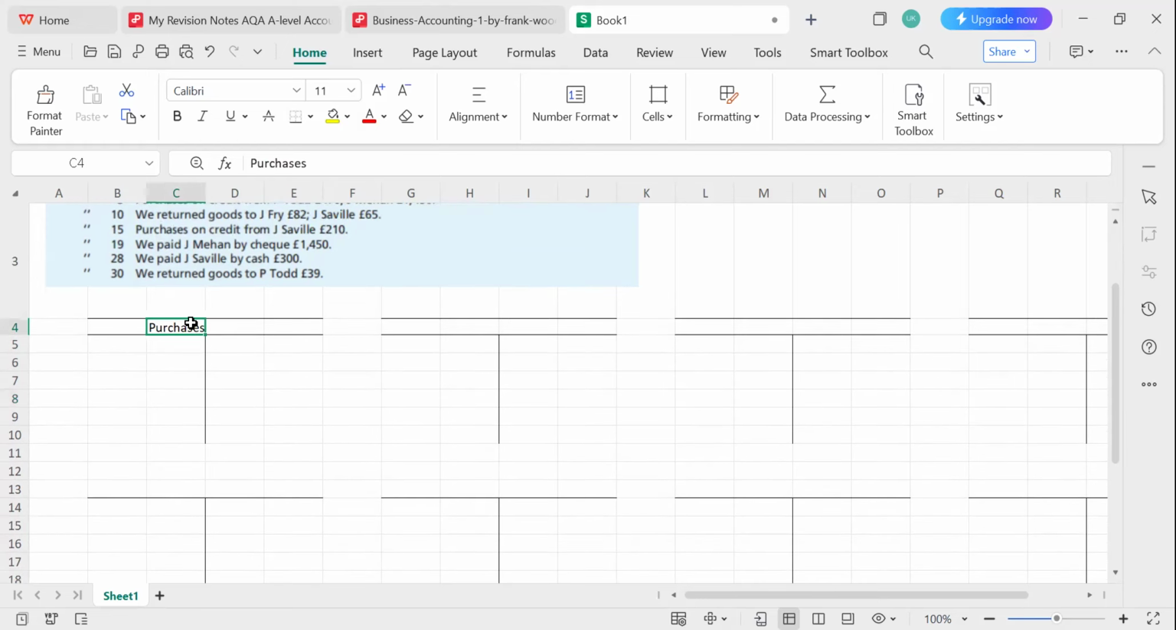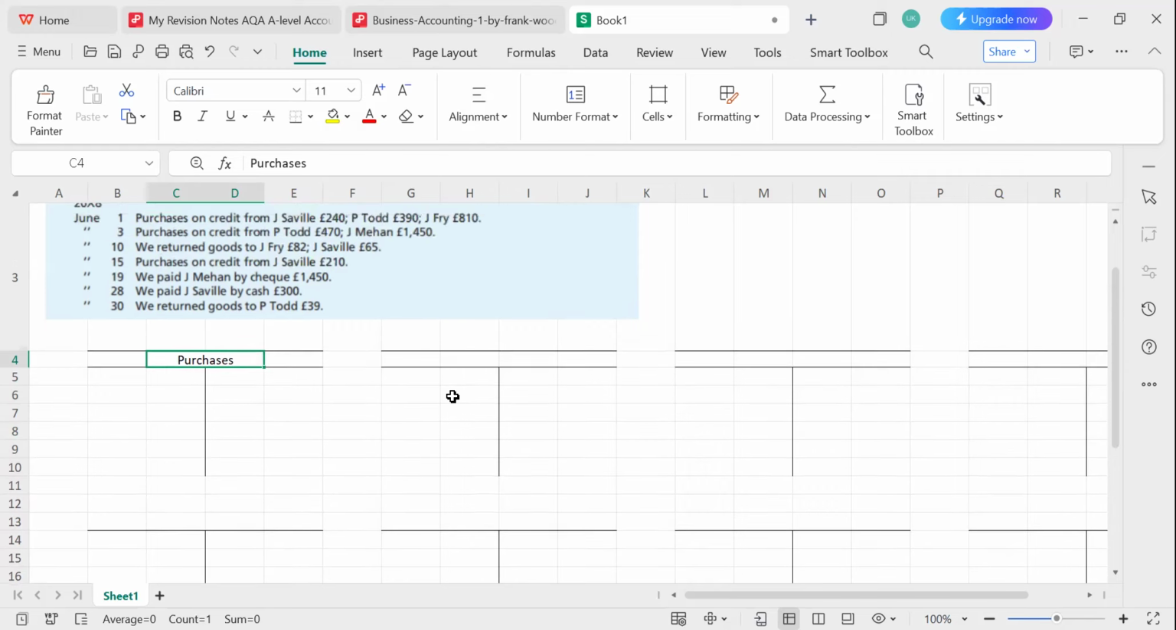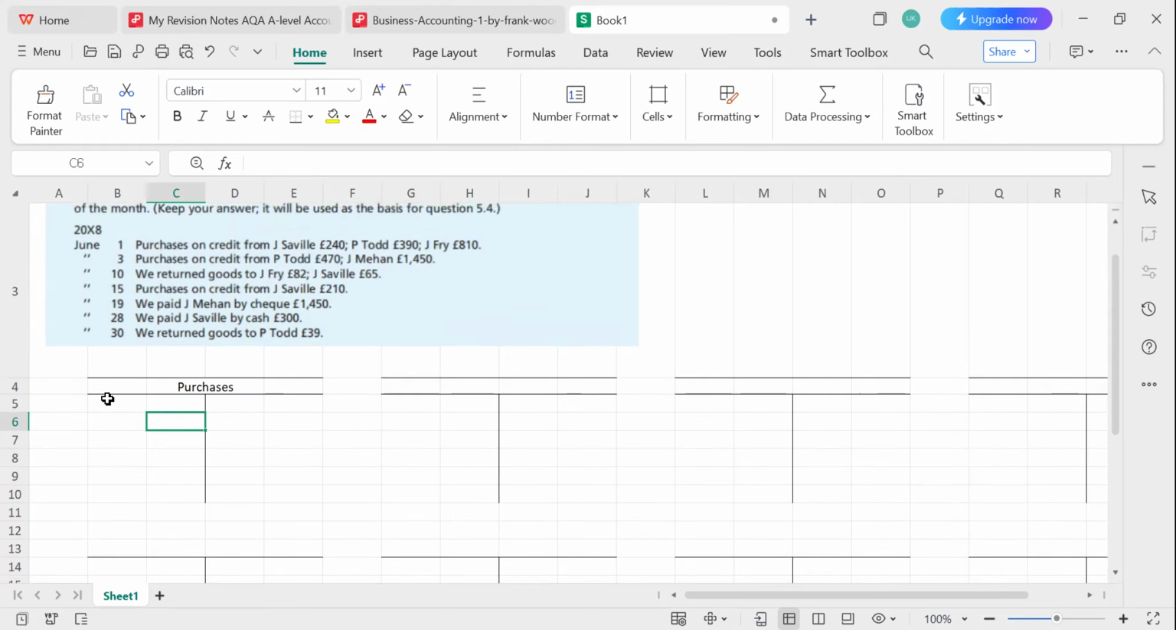The purchases account is going to be debit with these amounts. So we're going to write the date here first. That is 2008, June. And on 1st of June, we're having these entries.